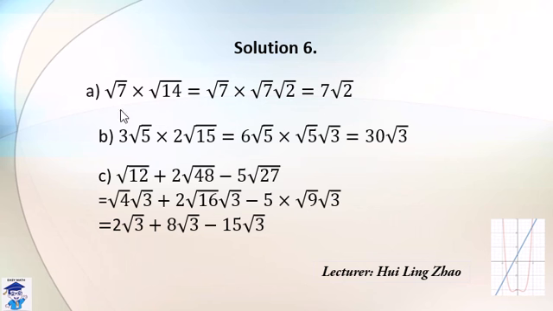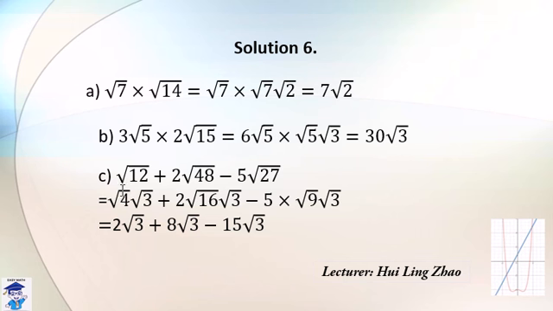The solution is number A, because 14 equals 7 times 2. So there are 2 square root of 7, and the final answer is 7 times the square root of 2. Number B, because 15 equals 3 times 5. So here there are 2 square root of 5. So 5 times 6 is 30. The final answer is 30 times the square root of 3.